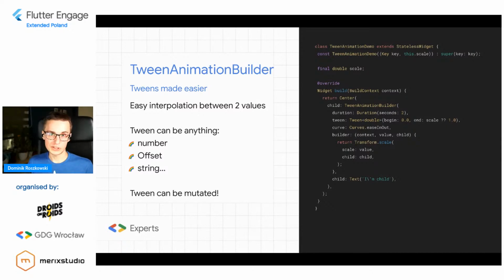The nice thing about tweens is that a tween can be anything. It can be a number, an offset, a string, or your own class, provided that you provide a linear interpolation method. It can be a color, a text, whatever you like. And there is also the point that tweens can be mutated, because when you create a tween, you can change its properties. So you can change its end or its start to any other value, and this will cause the animation to actually go to the value that you've just set. You will see this in a real example.